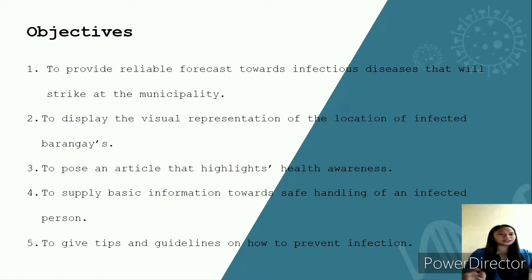These are the specific objectives of the project software. It includes to provide reliable forecast towards infectious diseases that will strike at the municipality of Bansud, to display the visual representation of the location of infected barangays, to post an article that highlights health awareness, to supply basic information towards safe handling of an infected person, and to give tips and guidelines on how to prevent the infection.